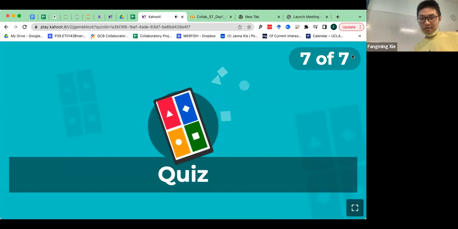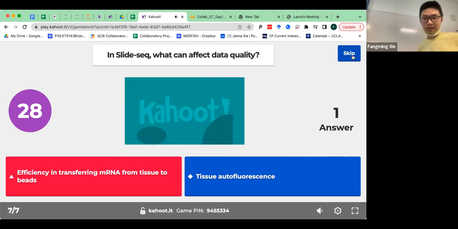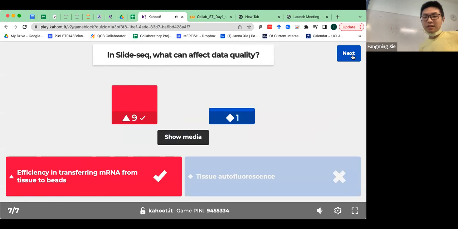Okay, last one. What can affect data quality? That's right. So actually, as a computational biologist myself, I never do experiments. I hand waved how it's done, but it's very difficult in each tiny bit of step. Here, you want to transfer mRNAs from cells, from tissues onto a surface. That process is actually tricky and inefficient. Usually you capture 5 to 10% while carefully doing everything. So if you lost everything in this transfer step, you obviously don't get anything at all.